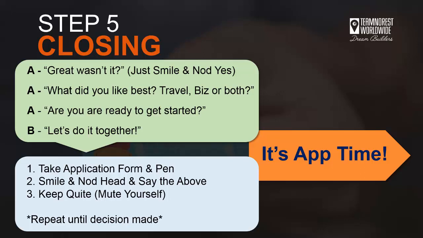Okay, take the application form and pen. Always have them with you and put them in. Nowadays, you can also enroll them via the app, or you already know how to do that, or if you have a laptop, you can go on your website, WorldVentures.biz, and you can just sign them up there and then as well.